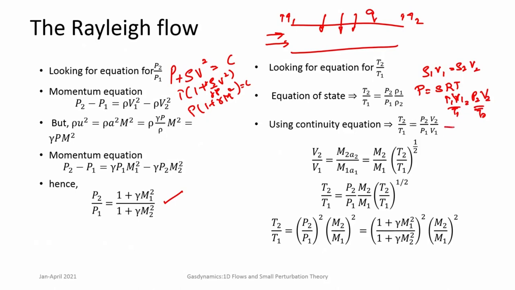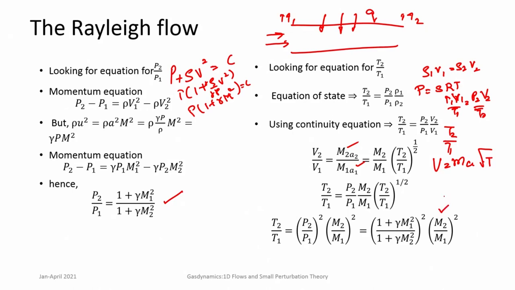From here we can get T2 by T1 as p2 by p1 multiplied by V2 by V1, and V is Mach number multiplied by acoustic speed, and acoustic speed goes as square root of T. So we use all these here. M2 multiplied by a2, M1 multiplied by a1, and so a2 goes as square root of T2. Finally, T2 by T1 can be expressed, because you have a square root here that will come over here, as p2 by p1 whole square multiplied by M2 by M1 whole square, and for p2 by p1 we have an expression.